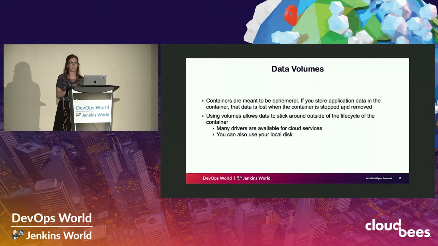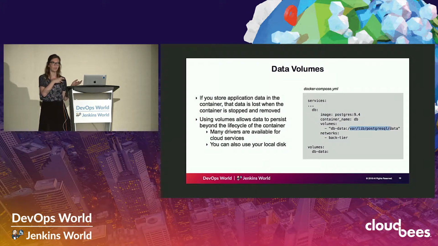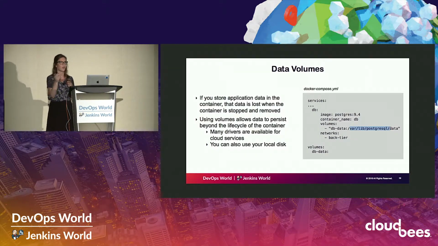You can use a lot of different drivers for these data volumes. You can use AWS or Google. There's tons of different drivers, but you can also use your local disk, which is what I use when I'm developing. So what this looks like is that I have declared a volume called database data down here in my Docker Compose file. And then using that same volume mounting syntax, I'm just going to mount /var/lib/postgresql/data into that data volume. So that means any data that's written to that directory, my Postgres data directory, is also going to be written to the volume. And that volume is going to persist outside of the lifecycle of my container.